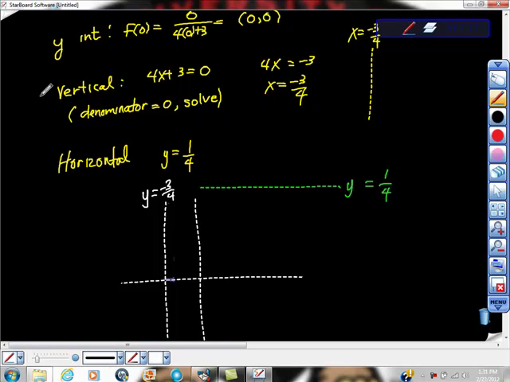Now what? So we have the vertical asymptote done. Now what? And how about the horizontal asymptote? 1/4, so somewhere over 0, isn't it? Like that. Is that okay? y equals 1/4. Now what?